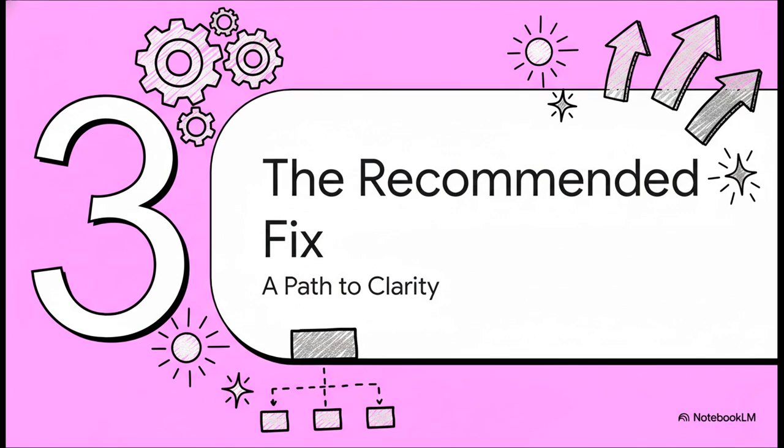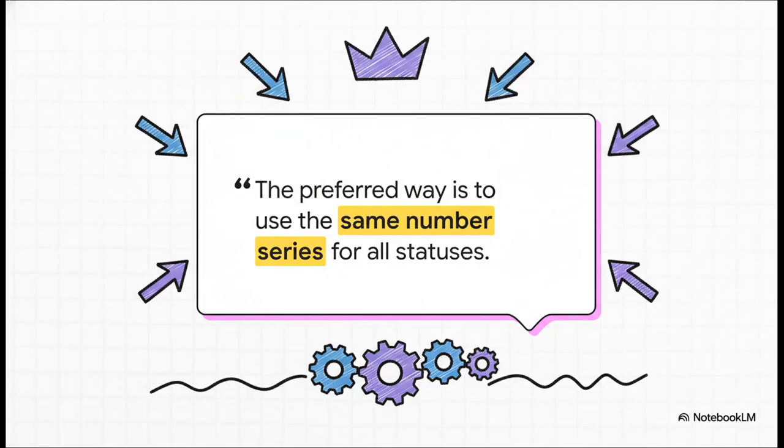Okay. Enough complaining about the problem. Let's talk about how to fix it. Because thankfully, there is a much more logical way to set things up, and it brings a whole world of clarity to your production process. So, what's the big secret? What does the expert recommend? Well, it honestly couldn't be simpler. You just use the same number series for all of the production order statuses. That's it. That's the whole fix. One number series to rule them all.